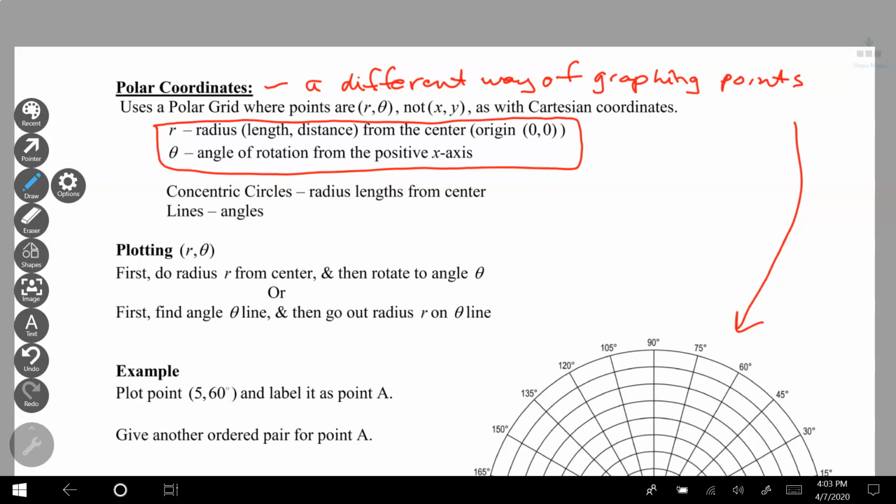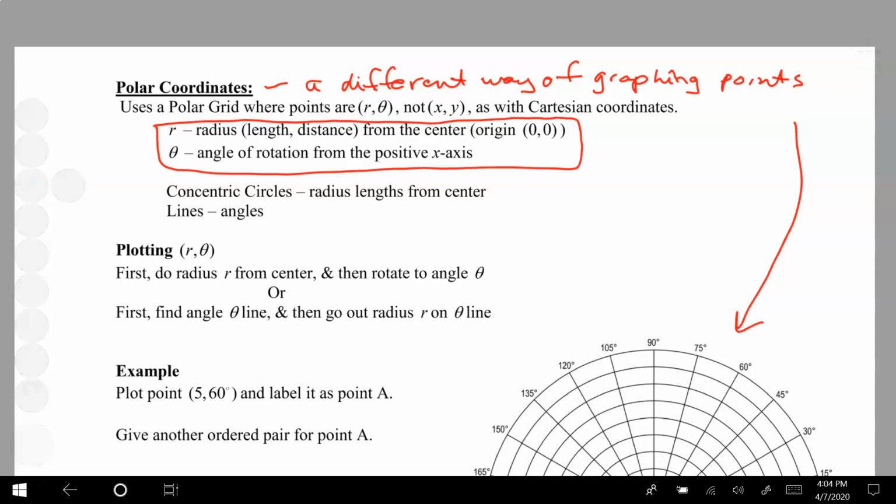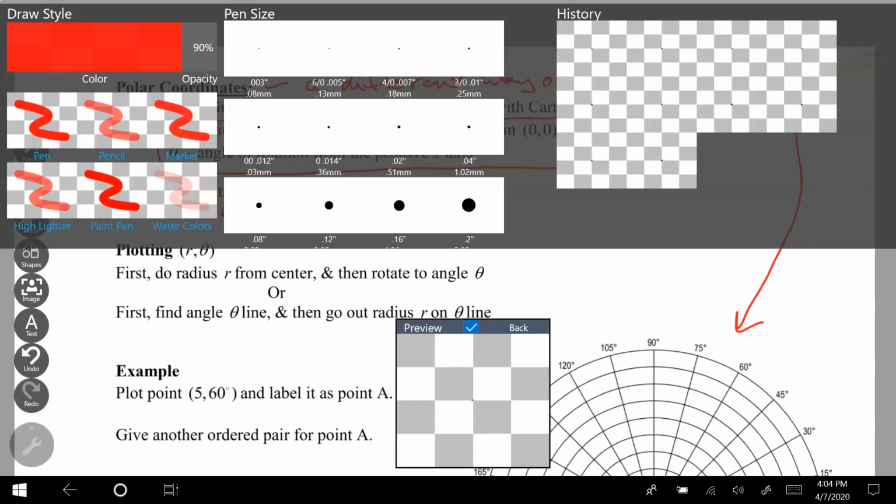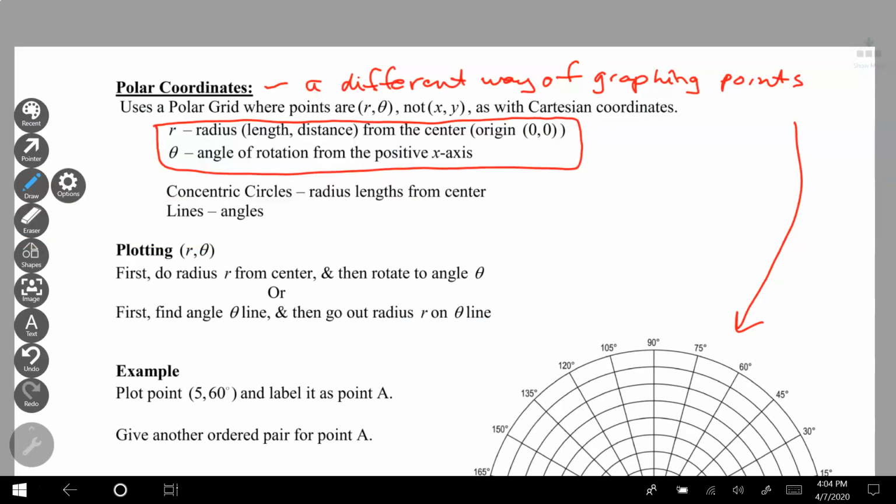Points won't be x, y anymore. They will be r, theta. R stands for the radius, or the length or distance from the origin 0, 0. And theta is the angle of rotation from the positive x-axis. If you look on this graph, there are concentric circles and there are some diagonal lines. Each concentric circle represents a farther radius away from the center, and the lines represent the angles that you would rotate at.